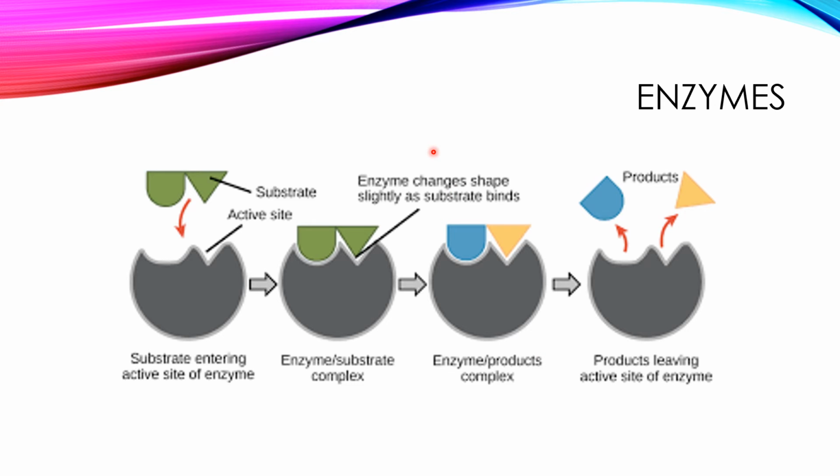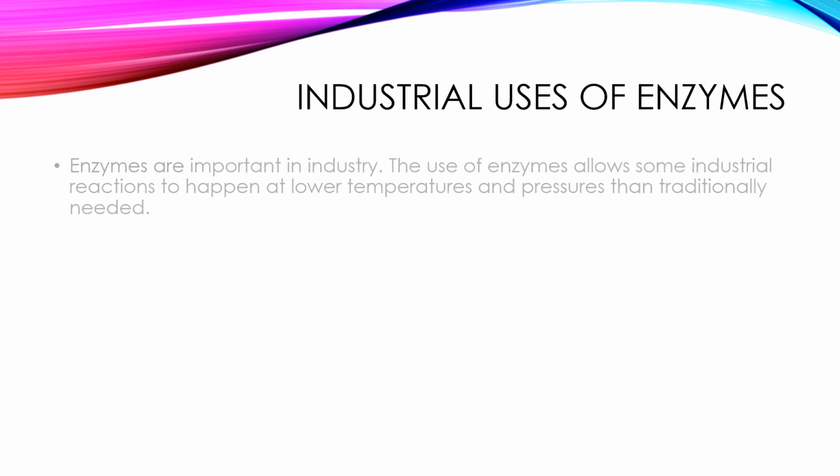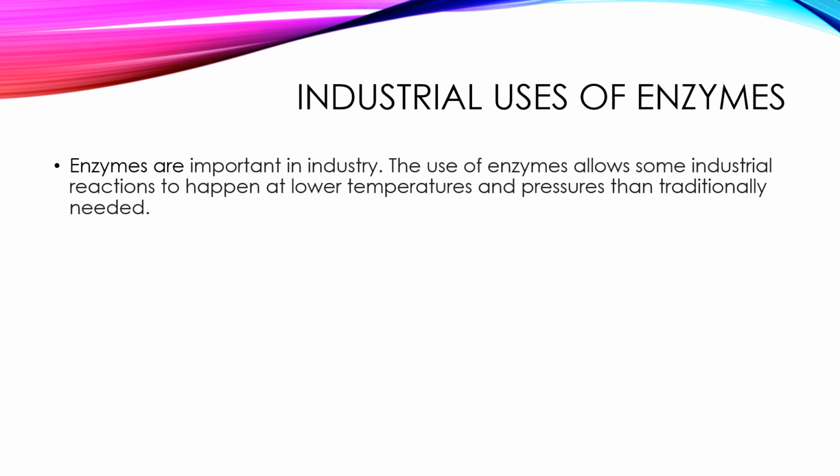Now, while enzymes are really good catalysts, they do like to work under very specific conditions. So changes in things like pH and temperature can change their structure and therefore their ability to act as a catalyst. Okay, so enzymes are, like I said, important in industry. The use of enzymes allows some industrial reactions to happen at lower temperatures and pressures than traditionally needed.